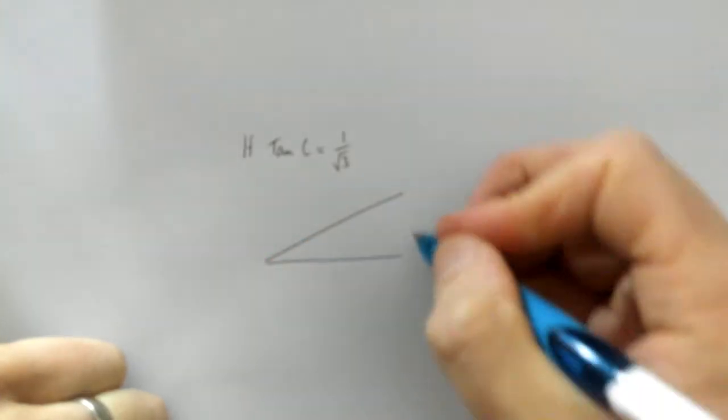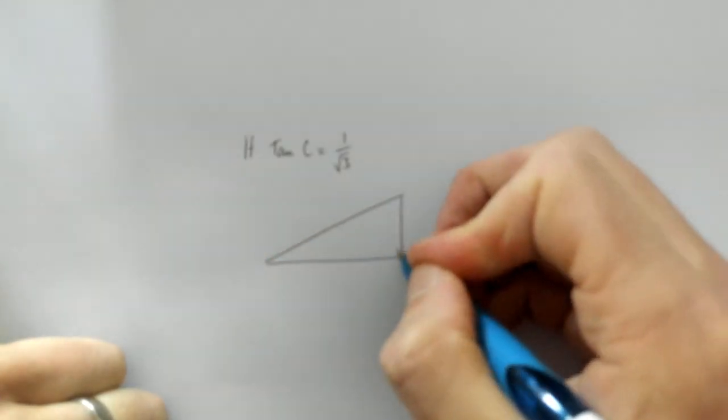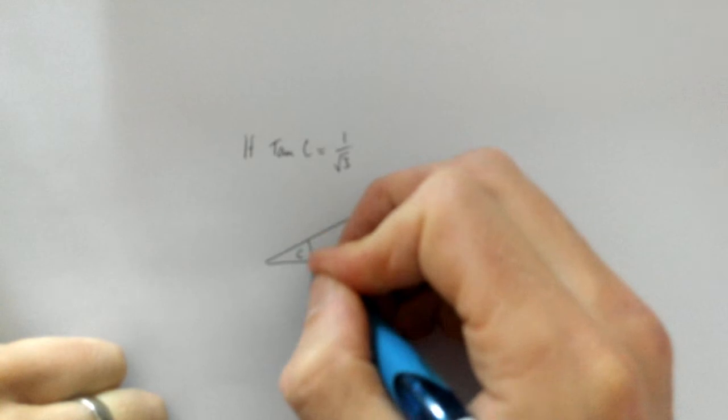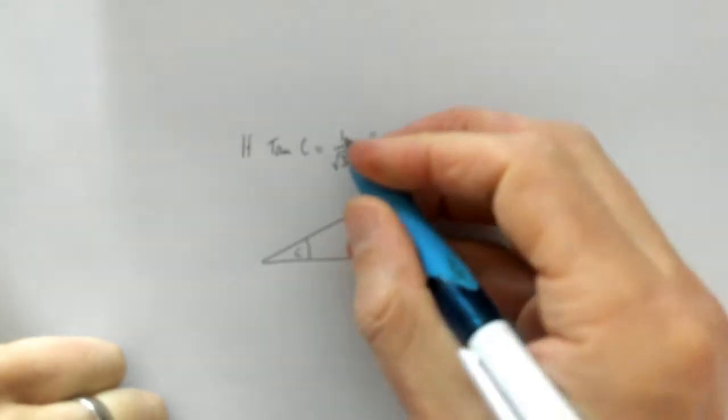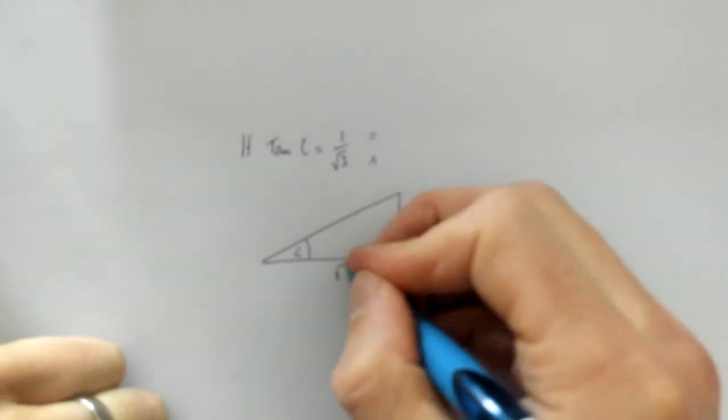If tan c is equal to 1 over root 3, find sine c and cos c. So this is where we just create a triangle. Don't forget we're still on right angle triangles now if we're using the tan. I'm going to call that c. Tan is opposite over adjacent, so 1 is opposite, root 3 is adjacent, right?